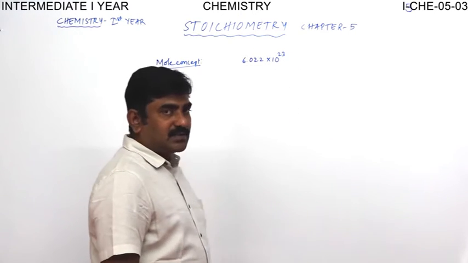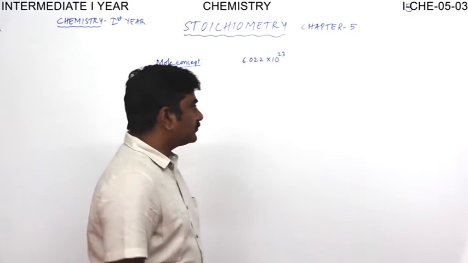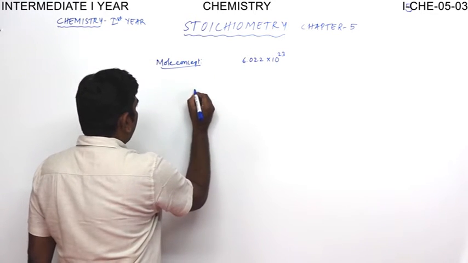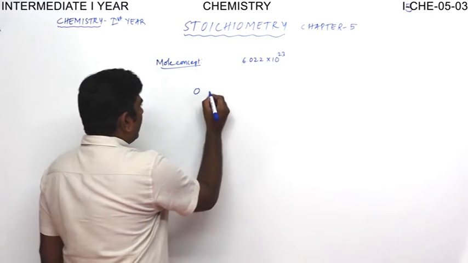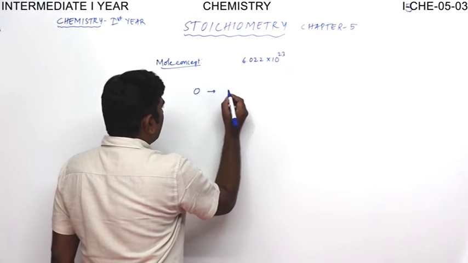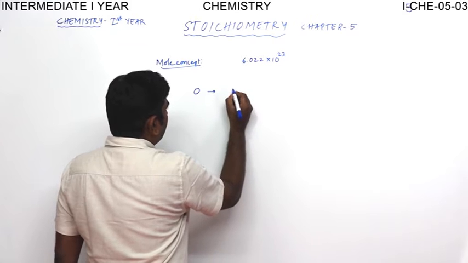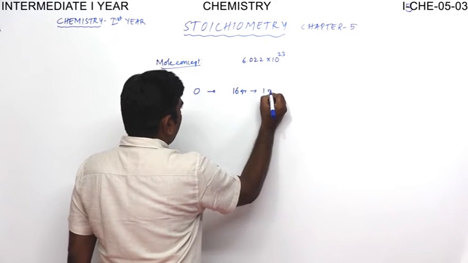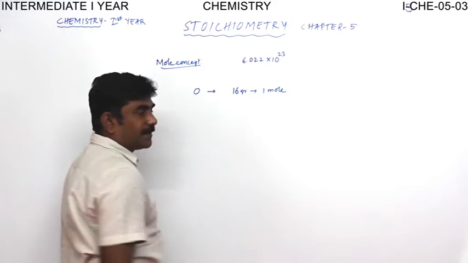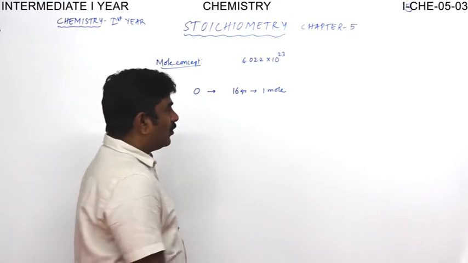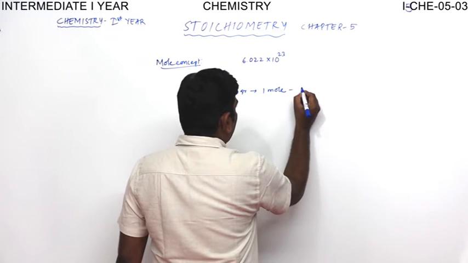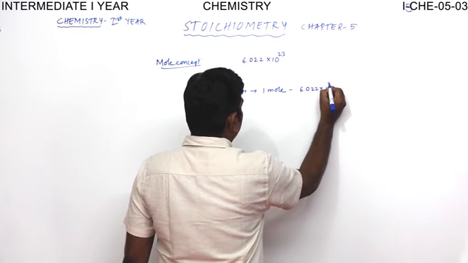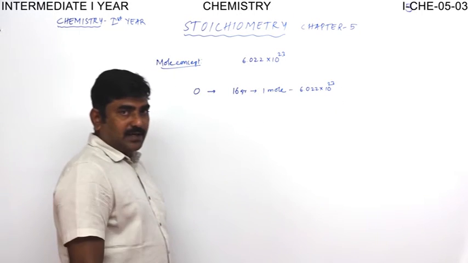That quantity is called as what? Mole. For example, we are taking atoms. For example, I am taking oxygen. It's an atom, and 1 mole is equal to its atomic weight. Its atomic weight is 16 grams. So 16 grams is equal to 1 mole. 16 grams equal to 1 mole contains how many oxygen atoms? 6.022 into 10 power 23 oxygen atoms.